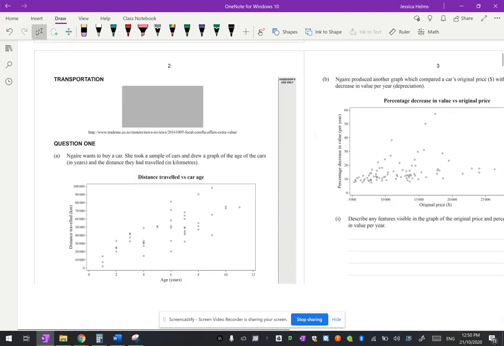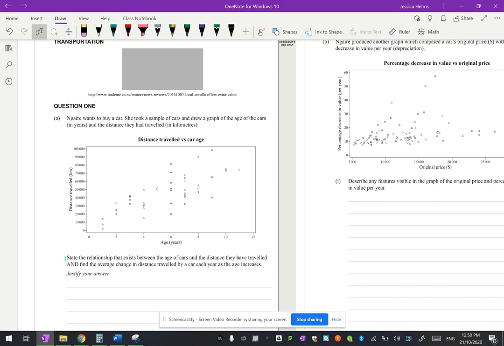This is the 2017 Chance and Data 1.12 exam, and we're going to be going through this today. Okay, so question one. This whole paper is on transportation. So question one begins with Nari wants to buy a car. She took a sample of cars and drew a graph of the age of the cars in years and the distance they had traveled in kilometers.